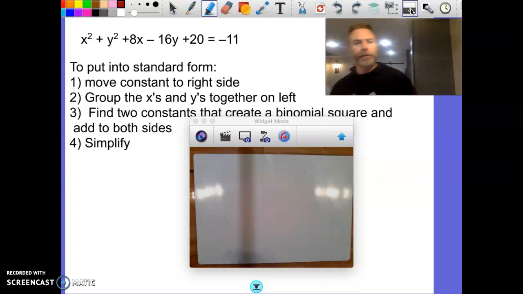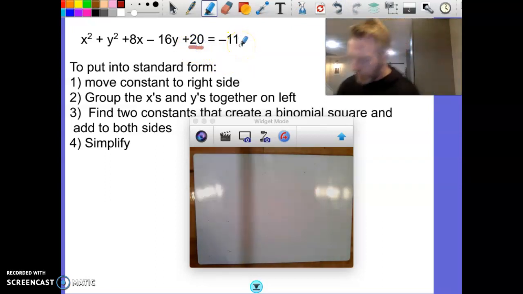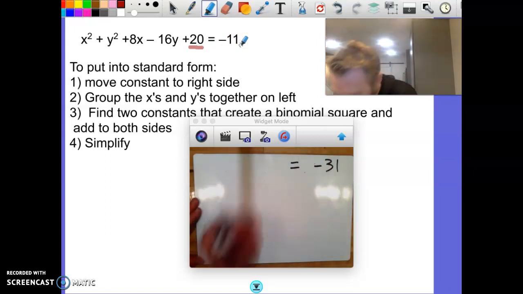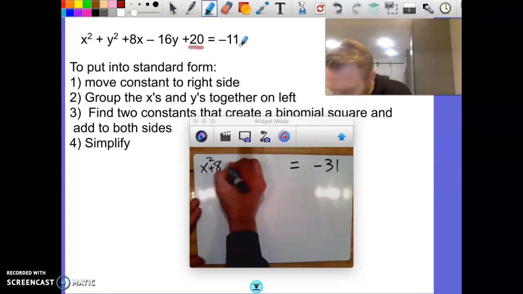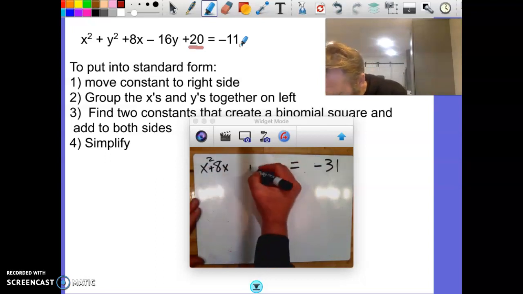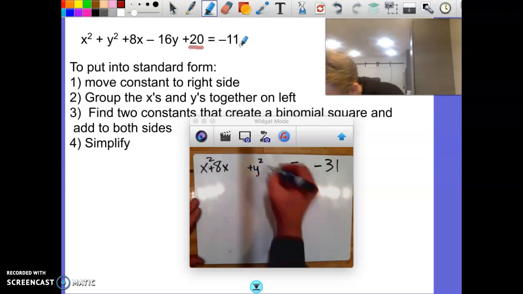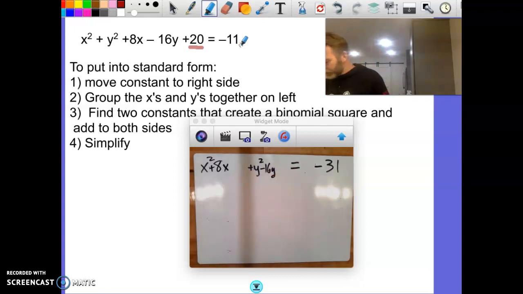Okay, so let's move through our steps. Step 1, we're going to move the constant to the right side. So we got this plus 20 right here. We're going to subtract 20 and move it over here. That makes this minus 31. I'm going to rearrange it so I got the x's together. X squared plus 8x. Leave a little space here. Y squared minus 16y. Leave a little space here. And again, I don't need those parentheses at all.